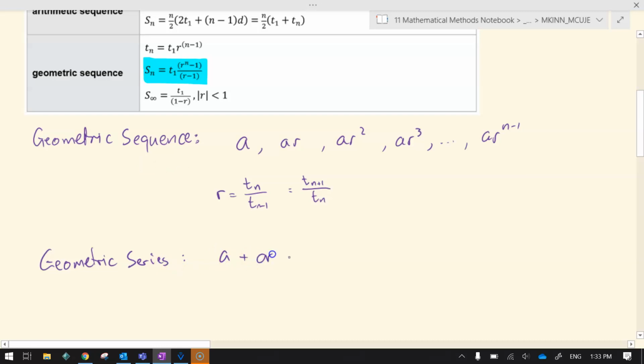A plus AR plus AR squared plus AR cubed, all the way through to the nth term, which of course is AR to the n minus 1. And we're going to call that, just as we did for an arithmetic series, capital S for the sum or series, Sn, the sum of the terms in that sequence becomes the series. I'm going to write it over on the left because that's where we usually like to write the subject.